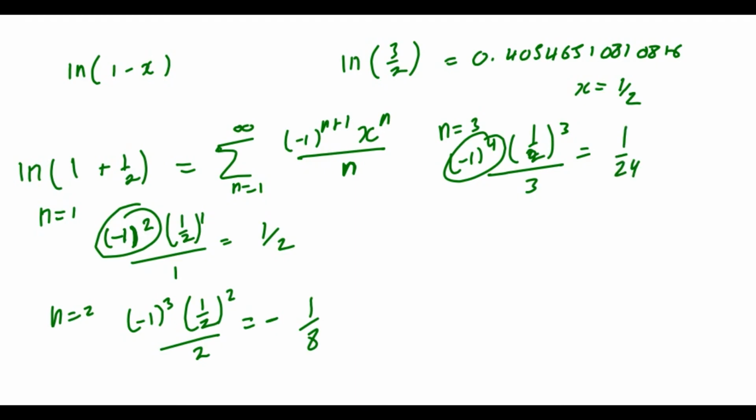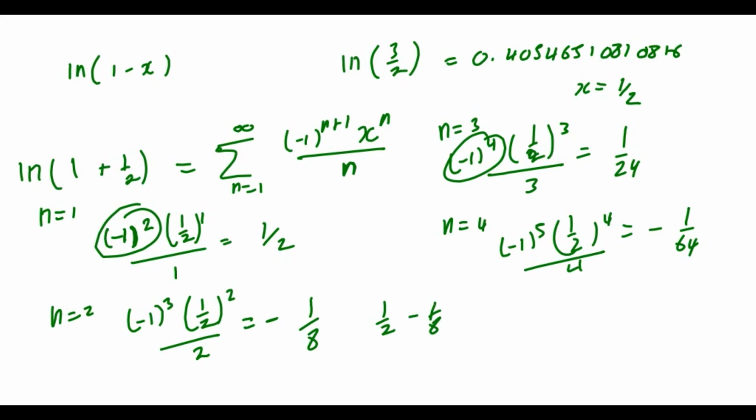It's positive. Then try out n equals 4, for example. It will be minus 1 to the power 5, 1 over 2 to the power 4 here, divided by 4, which is going to be equal to negative, what would this be? 2 to the power 4 is 16. 16 times 4 is 64, so that would be 1 over 64. So now these values, let me try out: 1 over 2, minus 1 over 8, then we have plus 1 over 24 minus 1 over 64.